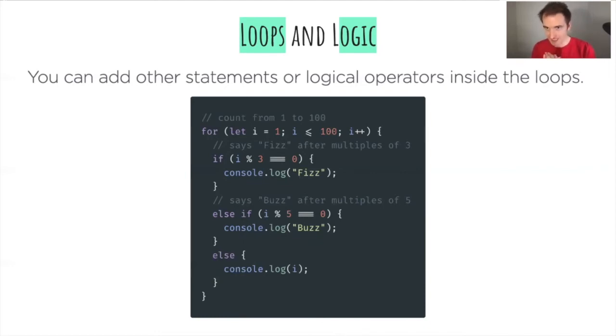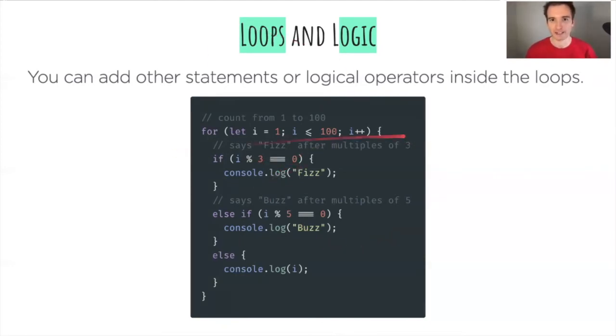So the challenge is to make this work from 1 to 100, which would look something like 1, 2, fizz, 4, buzz, fizz, 7, 8, fizz, fizzbuzz, for example. So if it's just a multiple of 3, then you say fizz. If it's a multiple of 5, you say buzz. If it's both 3 and 5, then you say fizzbuzz.